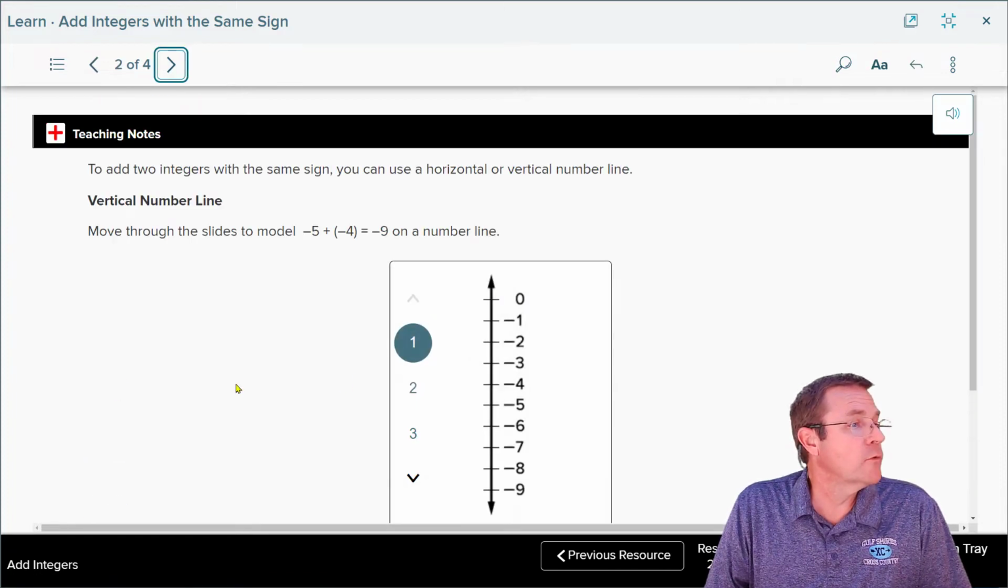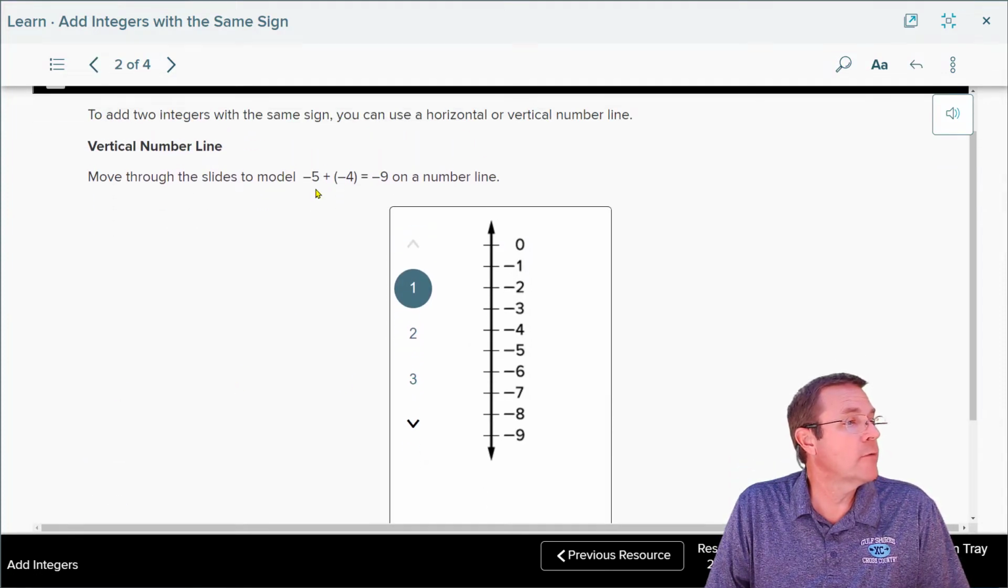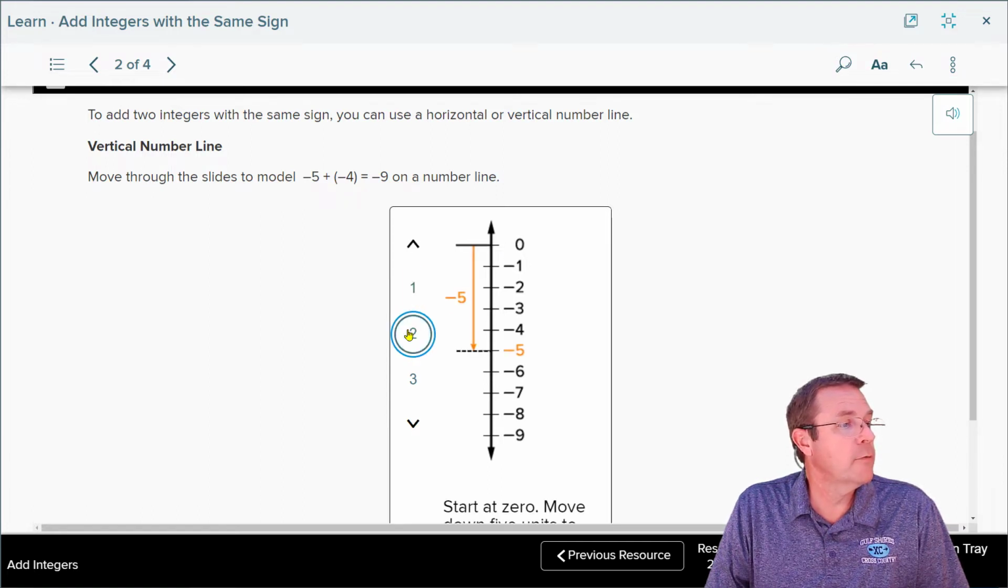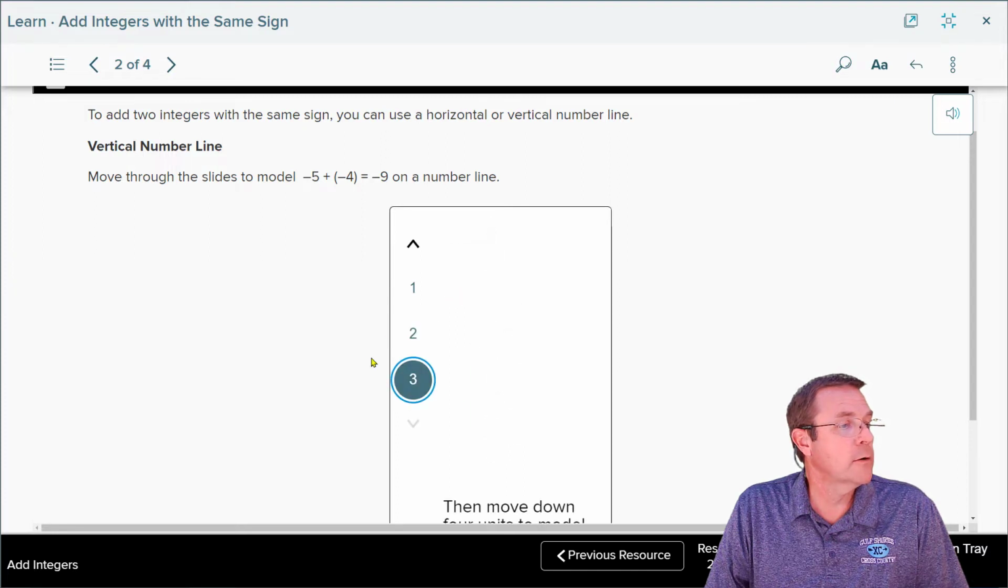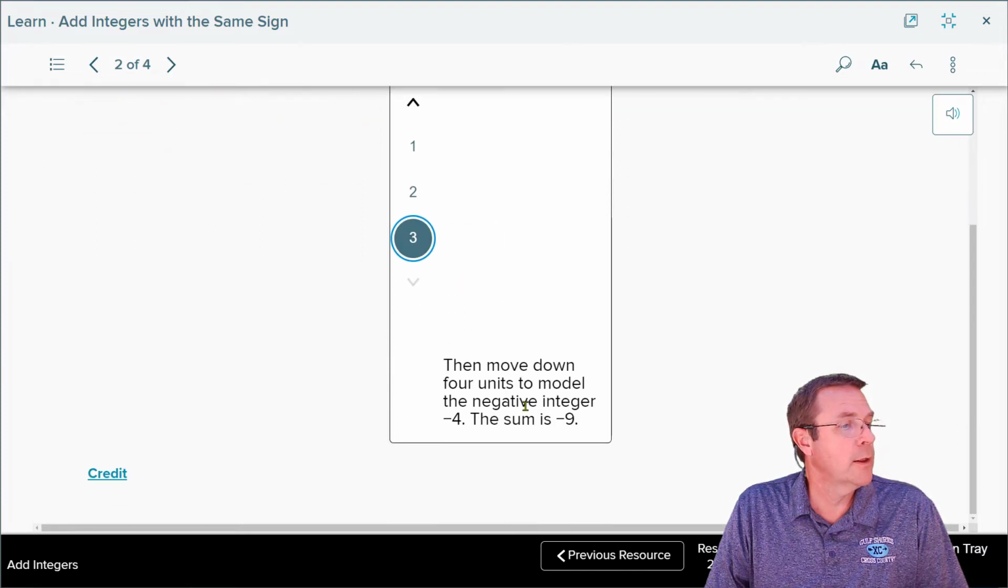You can also do the same thing on a vertical number line. Here they've got -5 plus a -4. So they start up here at 0. They subtracted 5. From there they subtracted another 4 from it, and they ended up with -9.